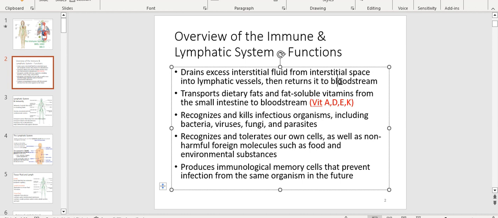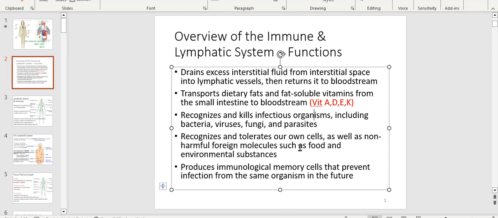The lymphatic system transports dietary fats and fat-soluble vitamins, vitamins A, D, E, K, from the small intestine to the bloodstream. It recognizes and kills infectious organisms, including bacteria, viruses, fungi, and parasites. It recognizes and tolerates our own cells. Like, you only get one common cold. You get that version of it, and then you are immune to it for the rest of your life. How does the body know? Measles, mumps, all these kinds of things, you only get them once. So how does the body remember?